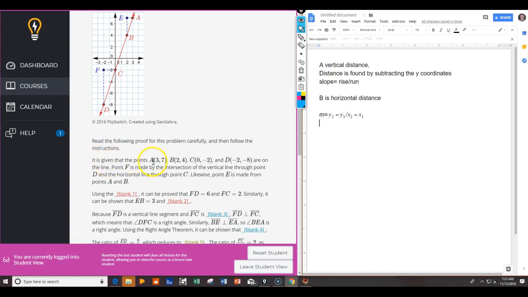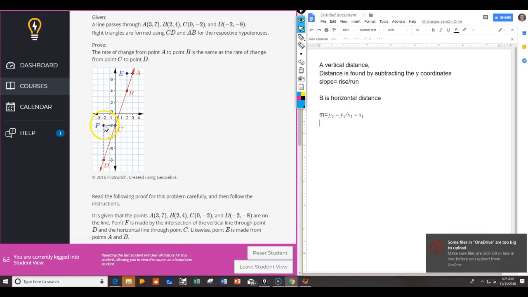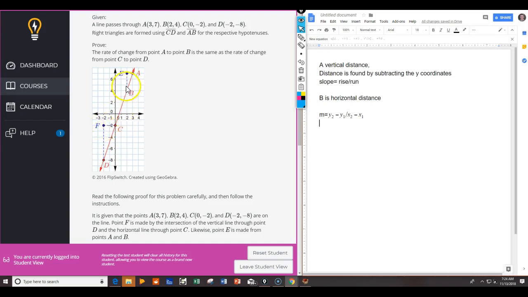It is given that points A (3, 7), B (2, 4), C (0, -2), and D (-2, -8) are on the line. Point F is made by the intersection of the vertical line through point D and the horizontal line through point C. Likewise, point E is made from points A and B. Okay, so I'm just looking at this graph, wanting to interpret it. Point F was made from the intersection of our vertical line from point D and our horizontal line from point C. Point E was made from the vertical line from point B and the horizontal line from point A.